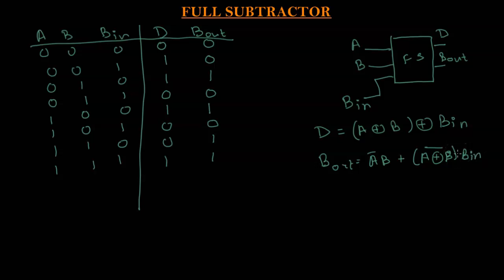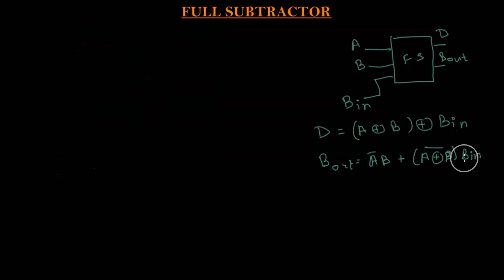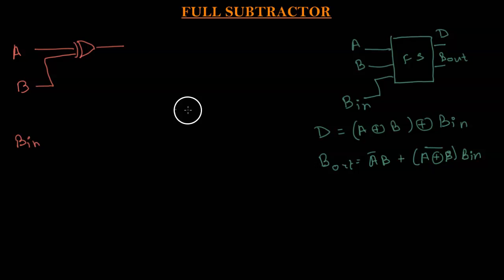So let us see the construction of our full subtractor using the gates. We have three inputs, A, B and B in. We have A XOR B, so first we have the XOR gate with inputs A and B, which is XORed with B in. So we have another XOR gate whose output is going to be the difference, and the other input of this XOR gate is going to be B in.